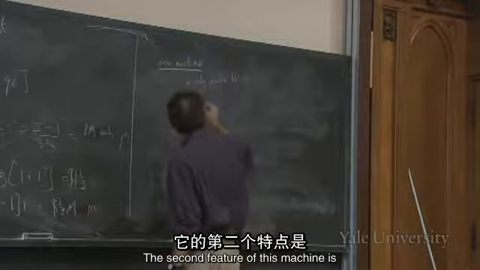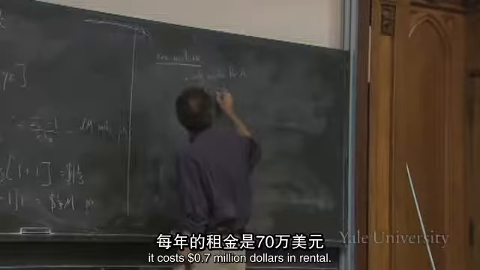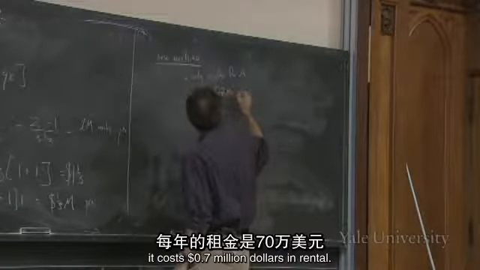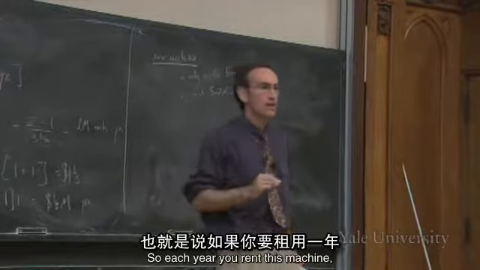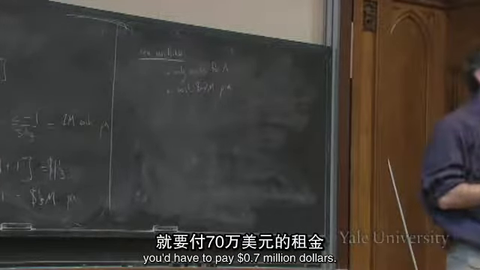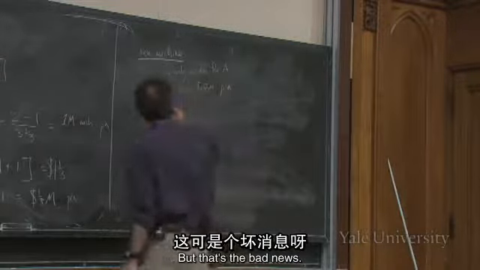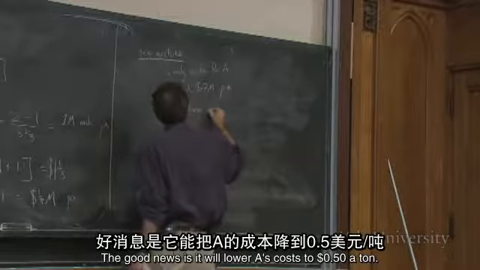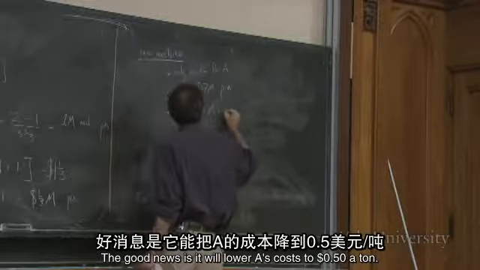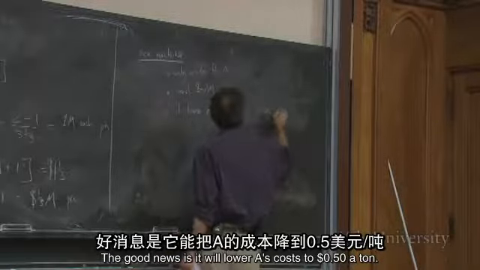The second feature of this machine is it costs $0.7 million in rental. So each year you rent this machine, you'd have to pay $0.7 million. All right? But that's the bad news. The good news is it will lower A's costs to 50 cents a ton.